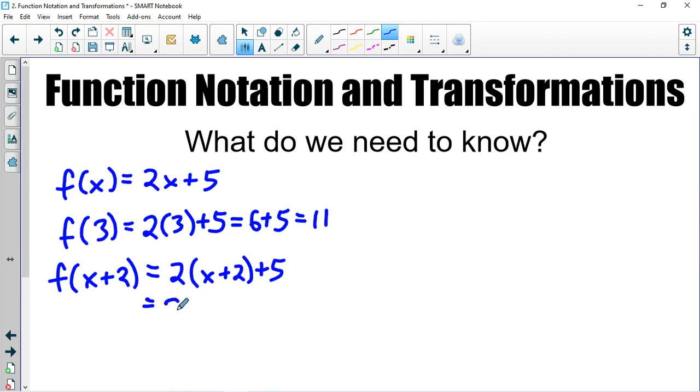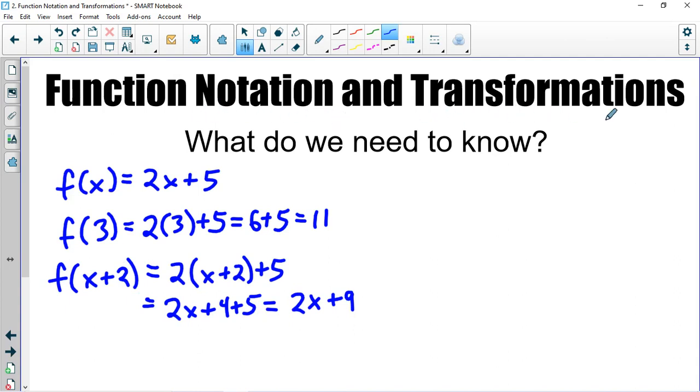Well, 2 times x is 2x. 2 times 2 is plus 4. And plus 5 comes down. Then we simplify that to get 2x plus 9. So here we ended up with an expression, which shouldn't surprise us because we plugged in an expression. So we should not have expected a numerical value. So that takes care of function notation.